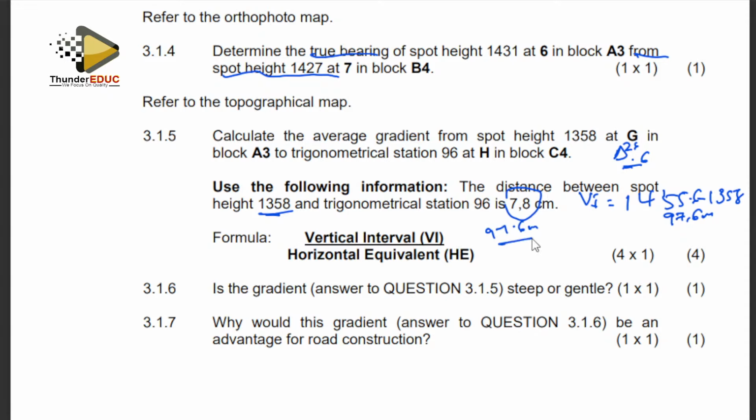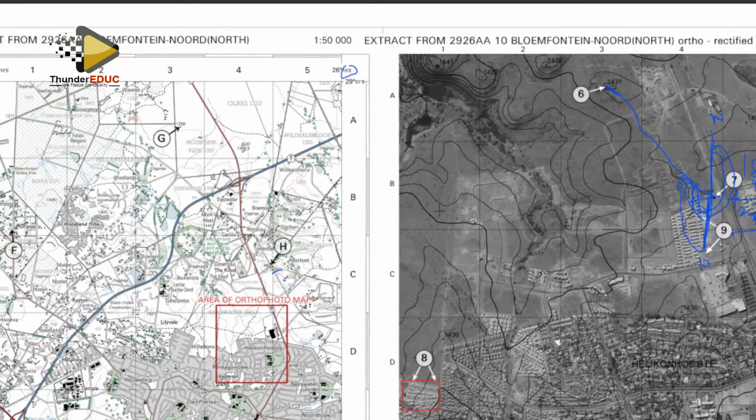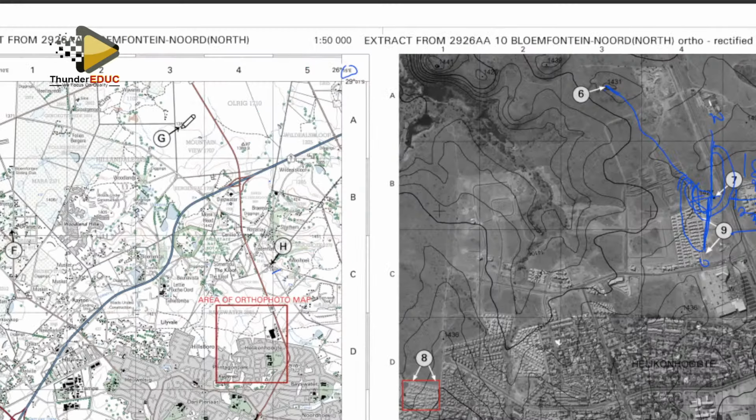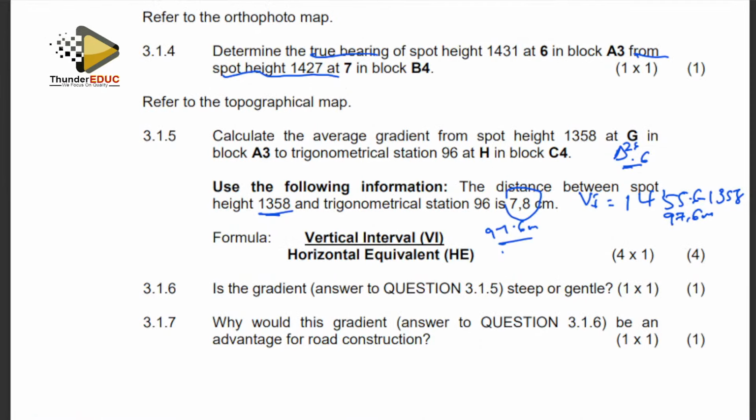So you come here, so we have 97.6 meters over. What is the distance between the two? If they have not given you the distance, what do you do? You measure from those two, from this to the spot height. The spot height is in which block? According to this question, the spot height is G, in block A3. So this is the spot height. So you just measure the distance from here to here, in centimeters, and then you convert. The good thing is that in this question the distance was given, which is 7.6.